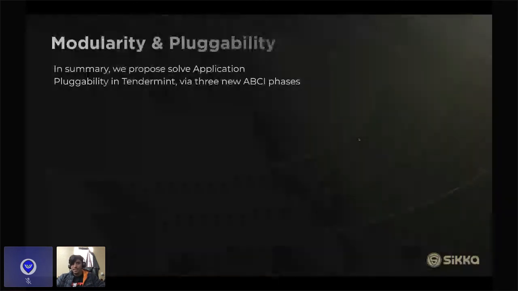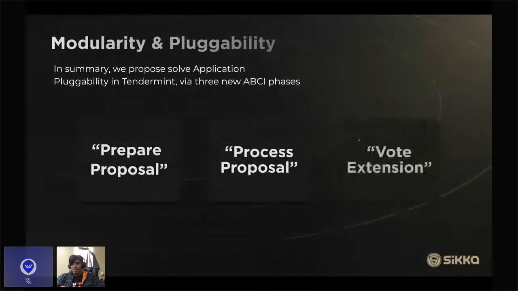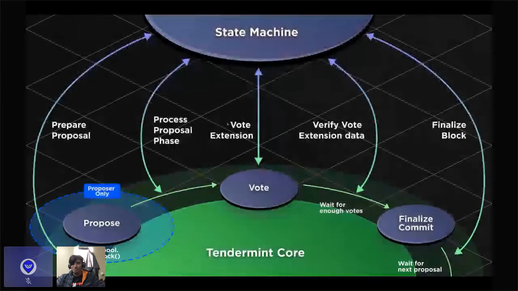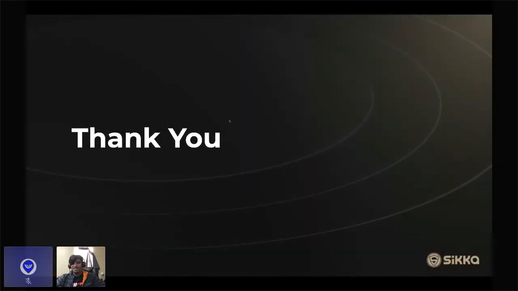So in summary, we propose solving a lot of the application pluggability needs in Tendermint by adding 3 new ABCI phases: prepare proposal, process proposal, and vote extensions, leaving this diagram for what ABCI looks like and how it talks to that. Great. Thanks for your time. Please ask any questions. I guess I'll switch to looking at Crowdcast now.